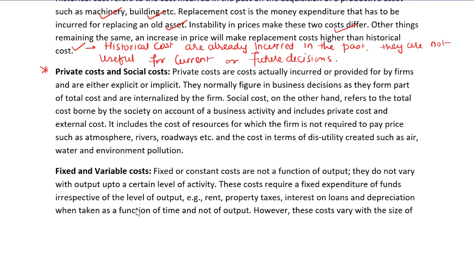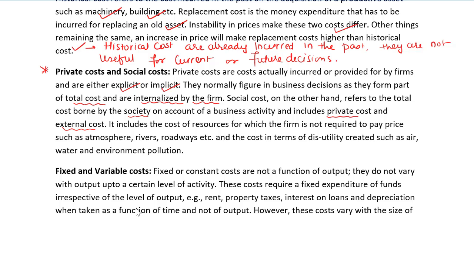Let's continue. So private costs are costs that are actually incurred or provided for by firms and are either explicit cost or implicit cost. They normally figure in business decisions as they form part of total cost and are internalized by the firm. Social cost, on the other hand, refers to the total cost borne by the society on account of the business activity and includes private cost and external cost.